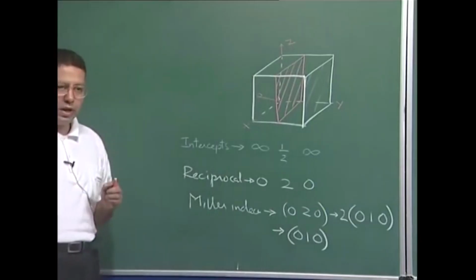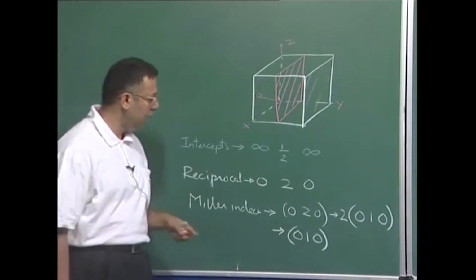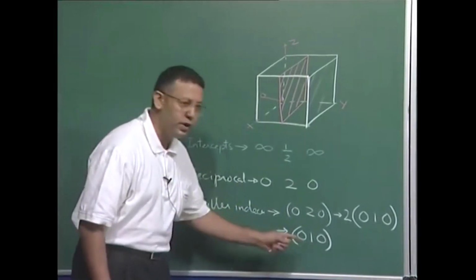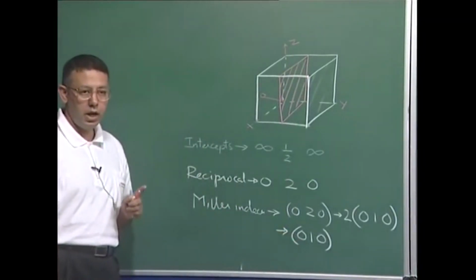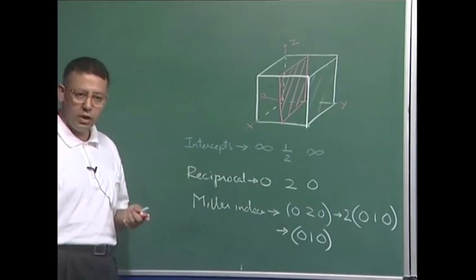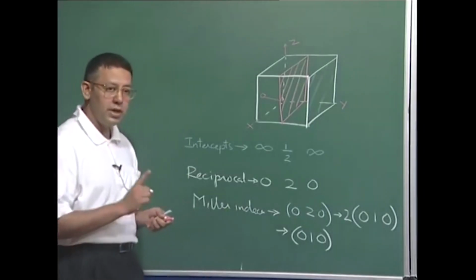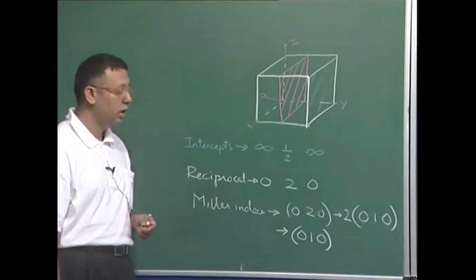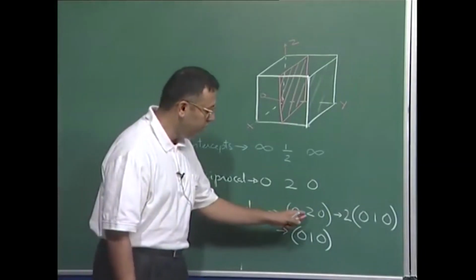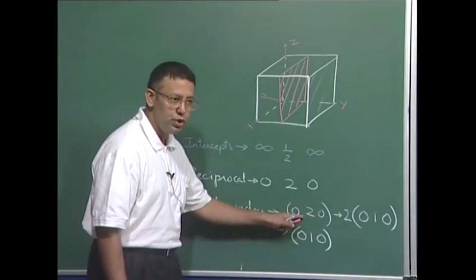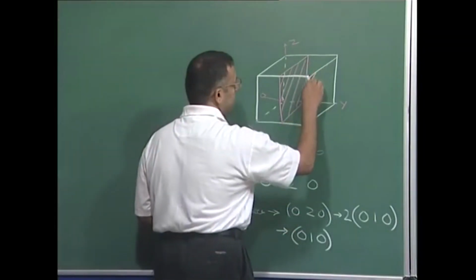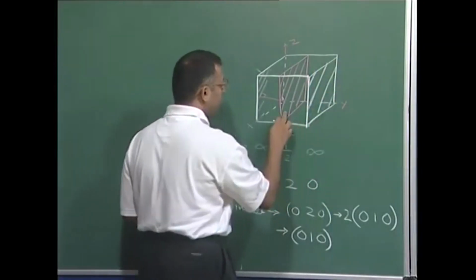An important question arises: what is the difference between me writing it as 0, 2, 0 and 0, 1, 0? They are in some sense equivalent planes, but there is a subtle difference, and we will soon come to that, because it is a very important question. If you are talking about a set of 0, 2, 0 planes, that would include, for instance, these planes. Suppose I call them equivalent to these planes.